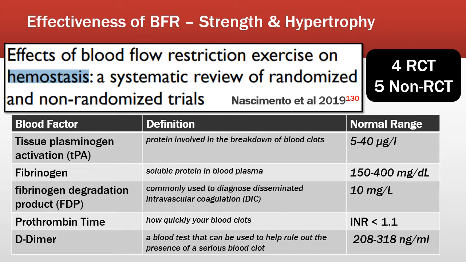So a couple of the blood factors that are looked at in these studies: you have tissue plasminogen activator, or TPA, fibrinogen, FDP, prothrombin time, and D-dimer. You can see the definitions of each of them shown there in the middle column. I'll let you review each of those. And then you have the normal ranges shown there in the final column.